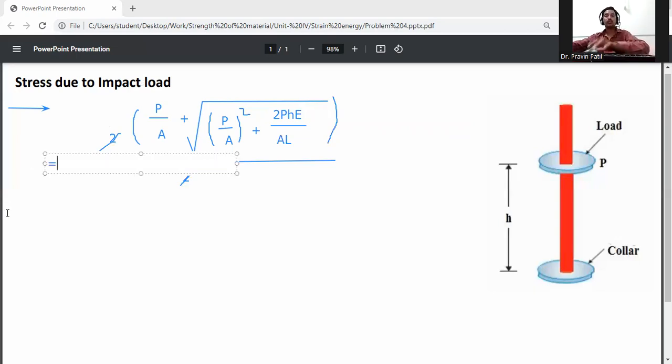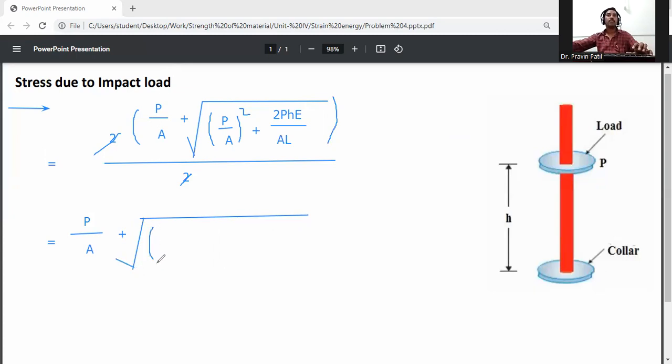So the final equation: maximum stress is equal to P by A plus root of, in bracket, (P by A) square plus 2PHE divided by AL.